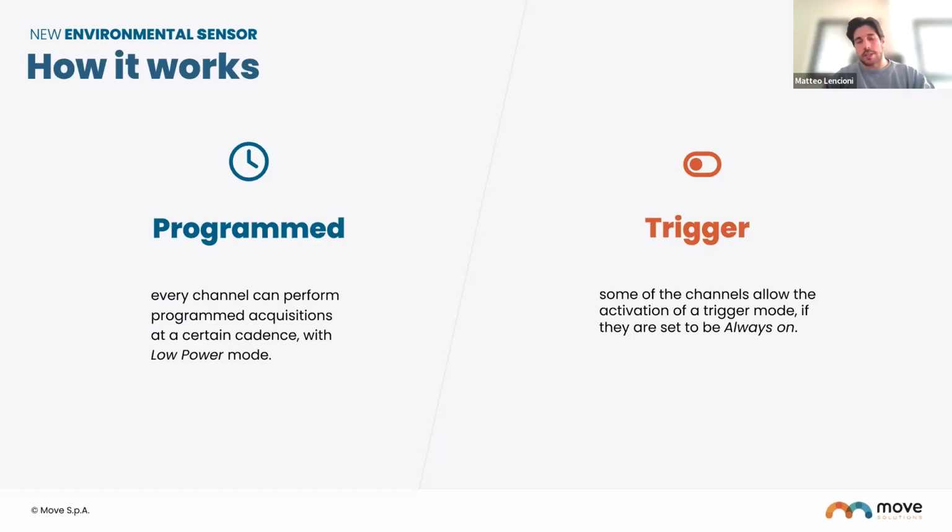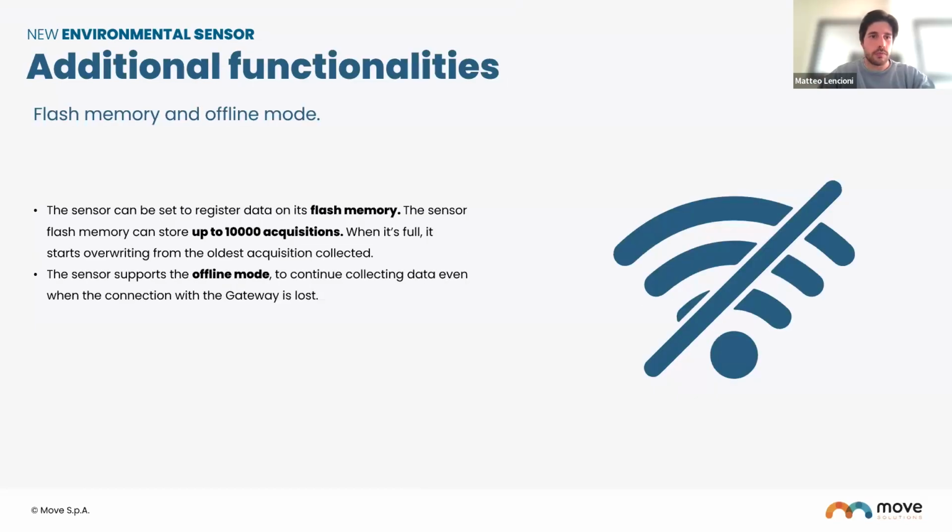And then the trigger mode is the other type of acquisition. Again, we've talked about that. Set a threshold, and when the threshold is surpassed, you get the acquisition.